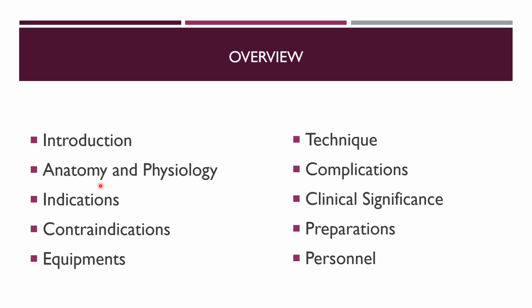Then we will see from where the sample is collected in the bone marrow, what the physiology, indications, contraindications, and equipment used in this method are, then what the proper technique is, complications that may arise, clinical significance, preparation, and personnel. Personnel meaning persons, or we can say the staff working on this specific procedure. We will discuss more on that.